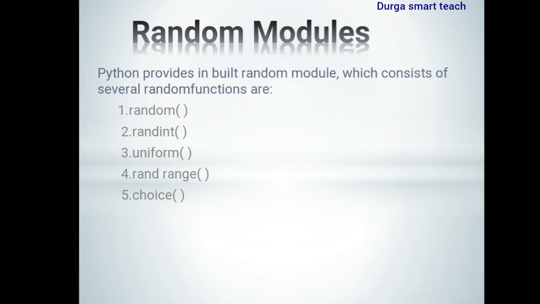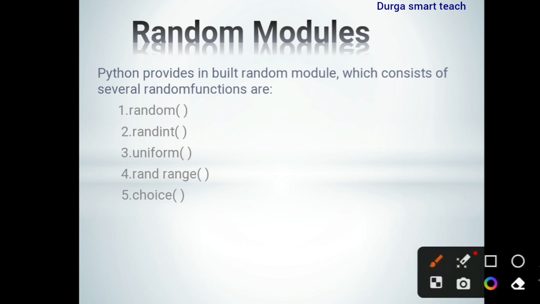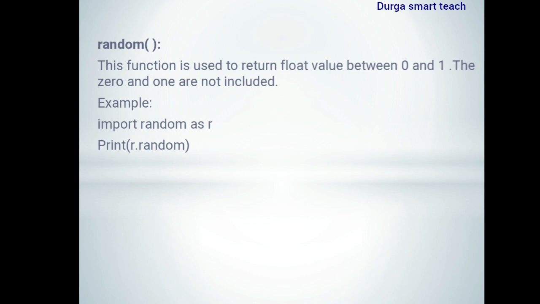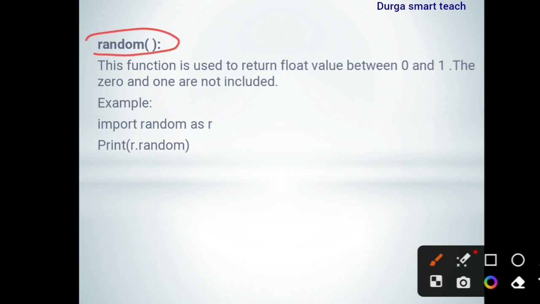This module also contains a collection of functions. These are the predefined functions in the random module. The first function is the random function. What is the use of this random function? The random function is used to generate one random value.